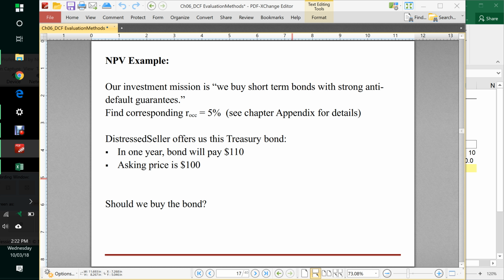All right, so let's do an example here. Let's say our investment mission is we buy short-term bonds with strong anti-default guarantees, okay? So that's going to be our mission in life as investors, all right? So we go out to bankrate.com and we find weighted average one-year CDs.